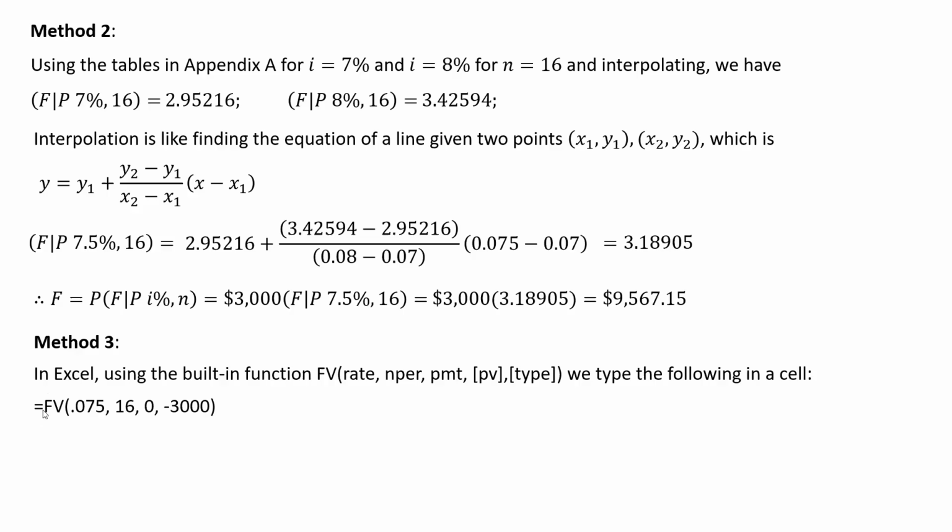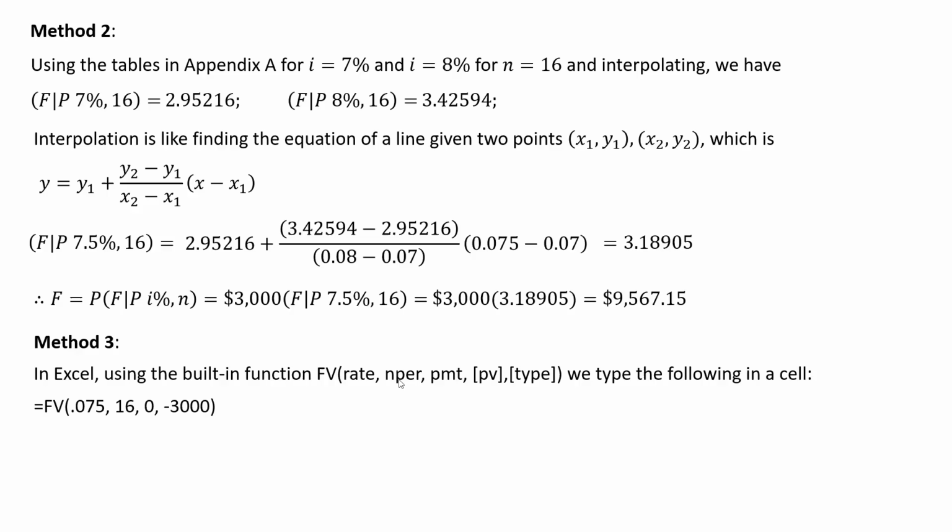FV is for the future value, which is exactly what we want. And rate is the first input to it. What is the interest rate you're using? 0.075. And the good thing is, please pay attention, you can type 7.5%, you better type the percent though, and it understands that. Or you can just give the decimal value of 0.075.